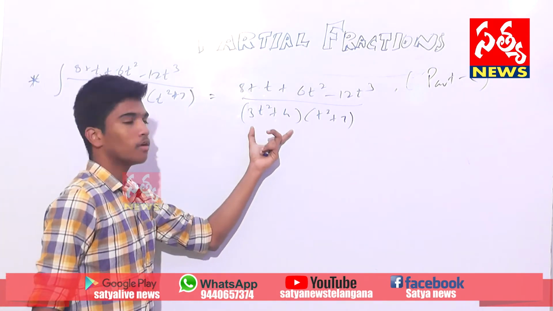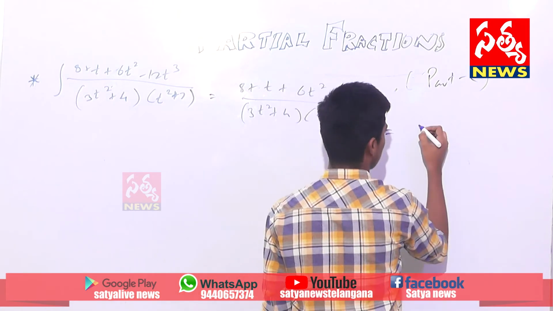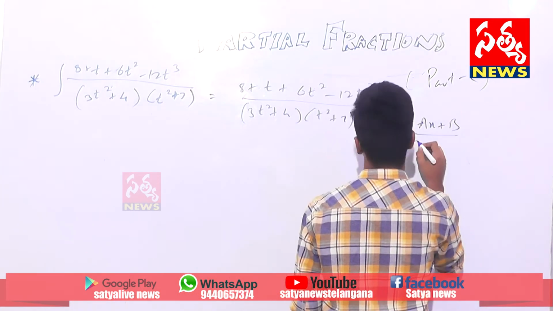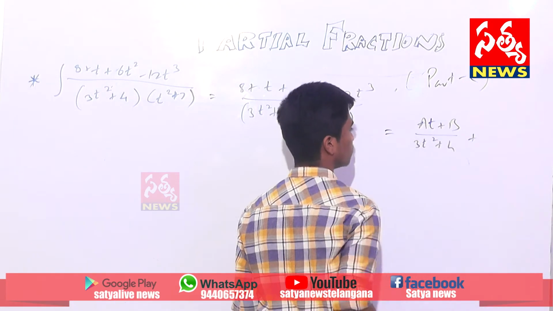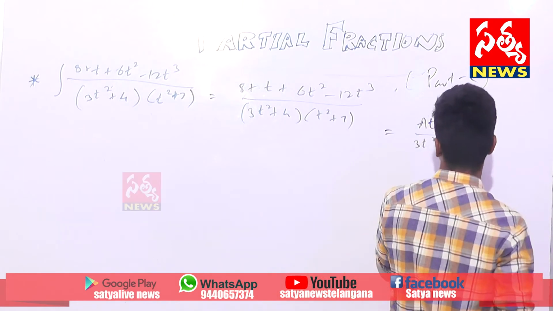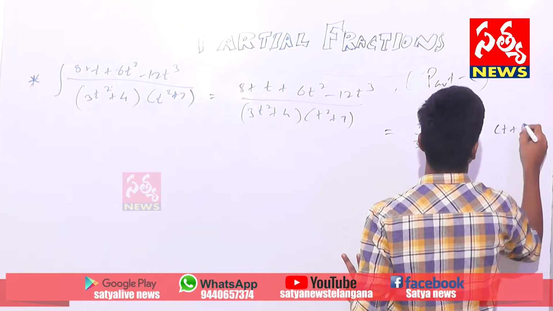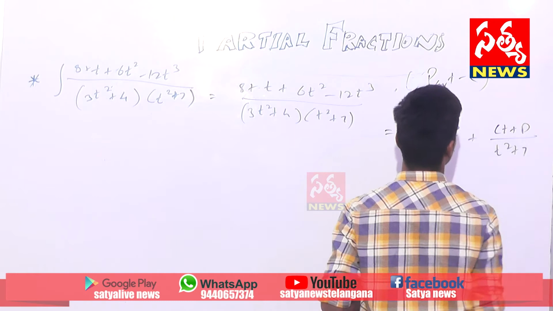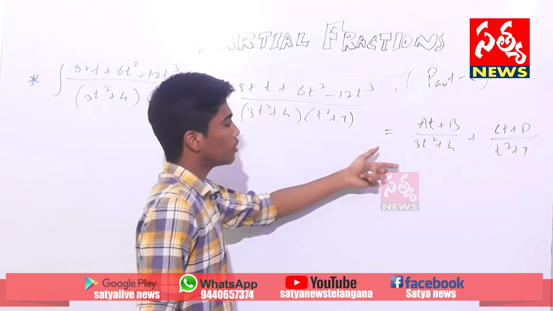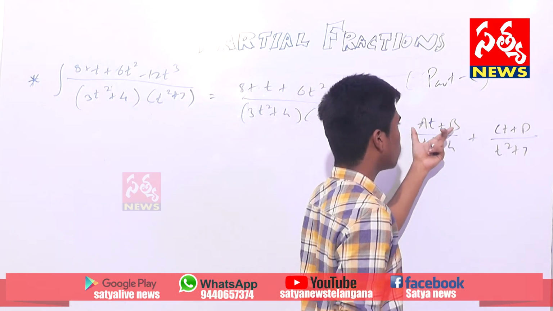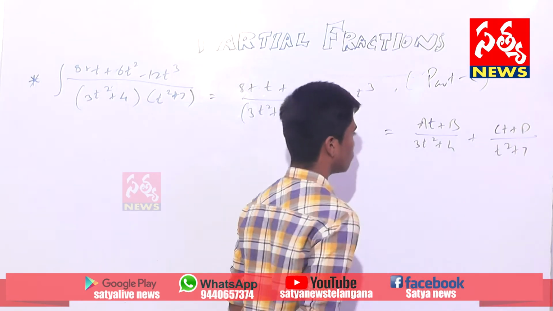As I said, if we have the denominators as quadratic, then we should take the assumption as Ax plus B by 3t square plus 4. Sorry, here, as the function is in t, we should take t. So At plus B by 3t square plus 4. The next is Ct plus D by t square plus 7. As the denominator has two quadratic factors, I am taking two constants with At plus B and Ct plus D.